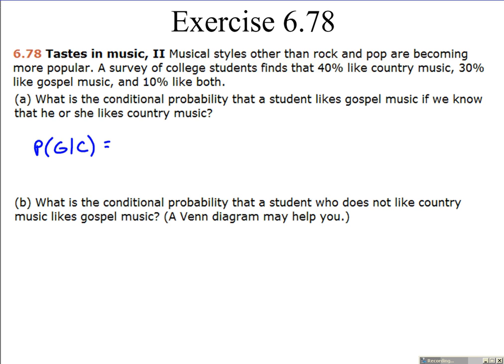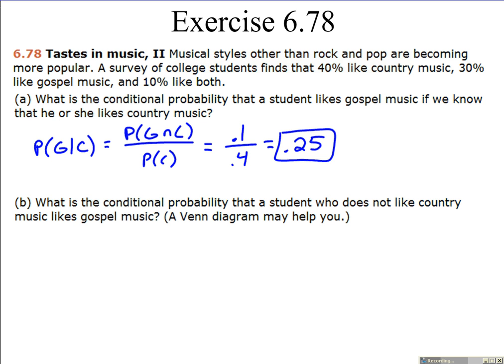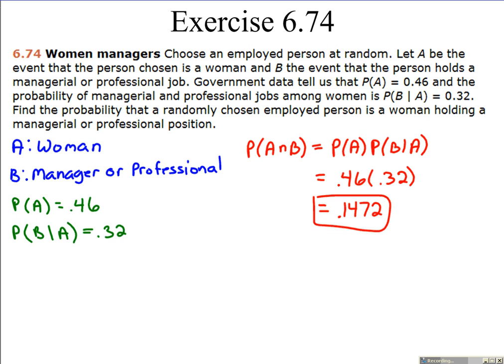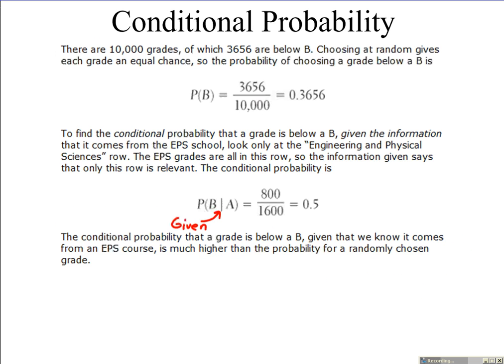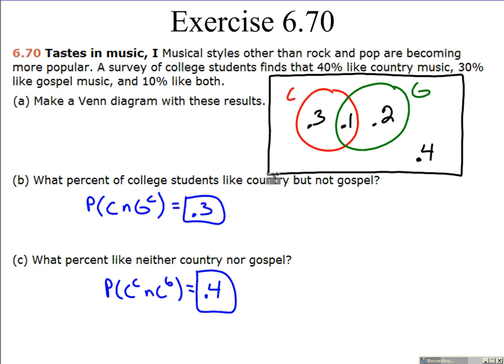So that probability is going to be found by taking the probability that they like gospel and country and dividing by the probability that they just like country. Plug that in. Probability of gospel and country is 10% of them. Probability that they just like country is 0.4. We get 0.25. And again, we should have been able to get that from our Venn diagram if we go all the way back to that. We wanted to know the probability of gospel given that they like country.